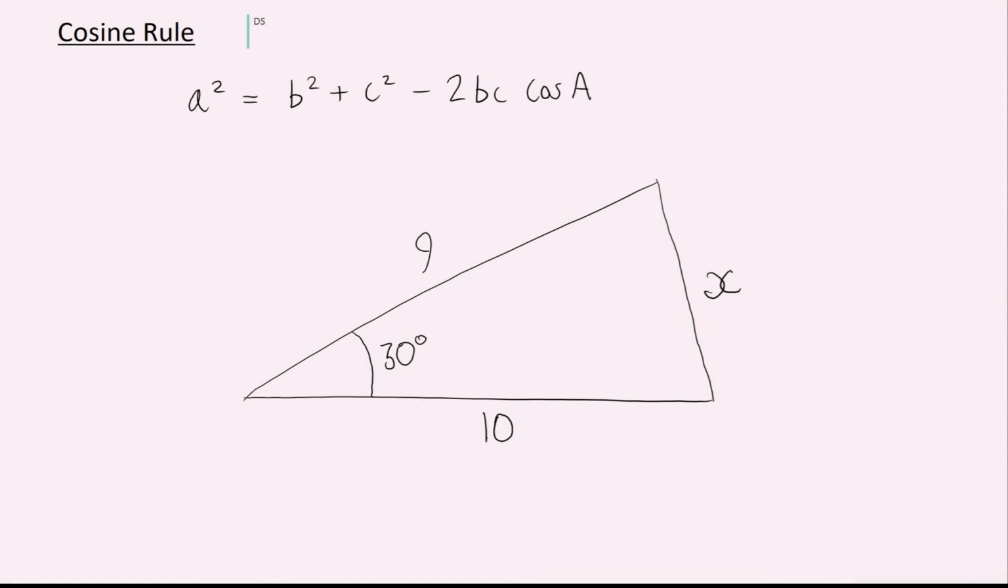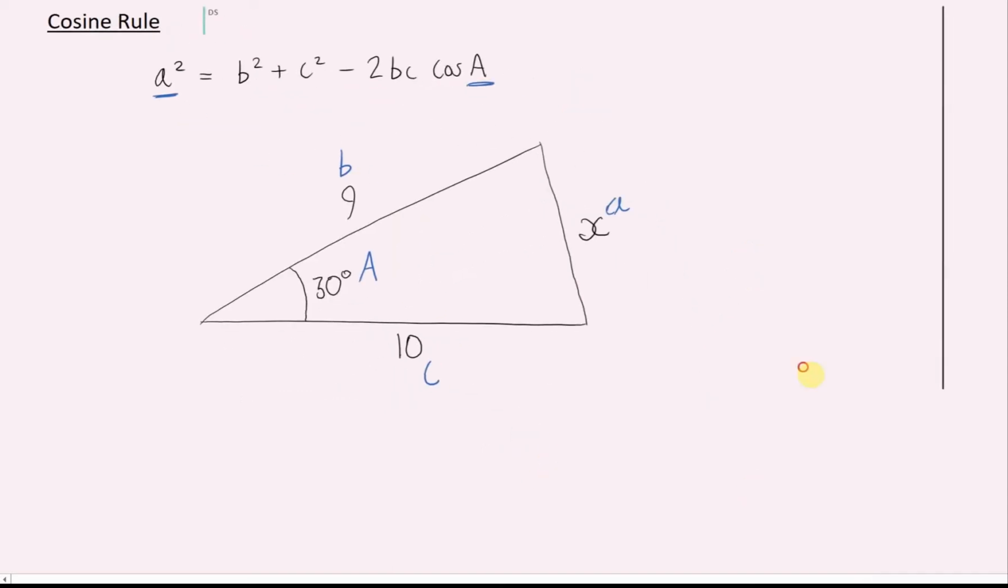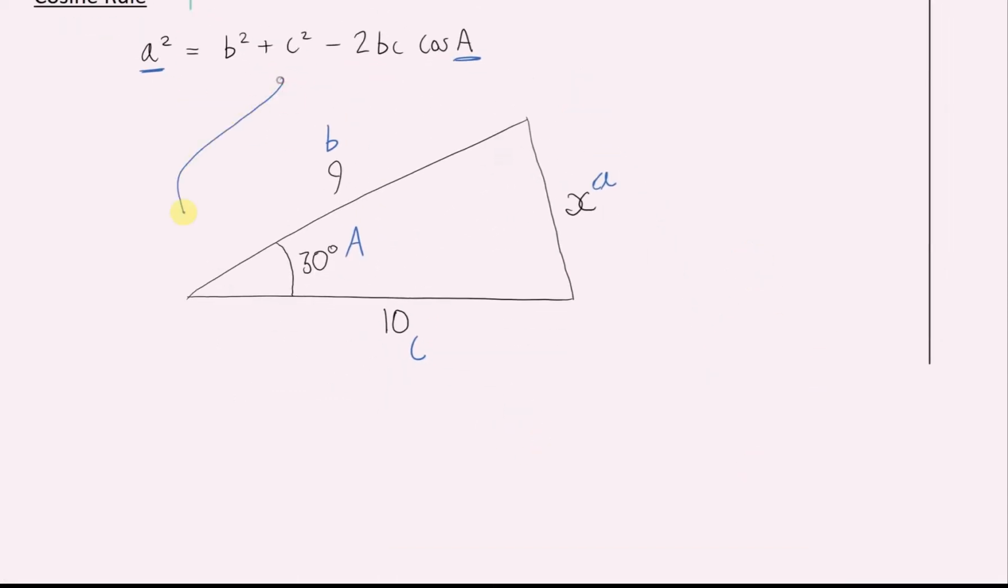As I said, because these lengths are both a's, they must be opposite one another. And if I've only got one angle, this must be angle A, which means a must be the side length a. Then b and c don't matter, they can go in either order. Now we're going to plug it in. So let's write this formula down again, but this time plugging in everything we know.